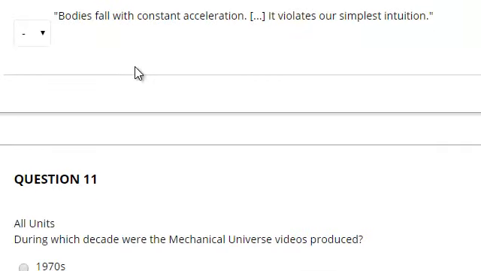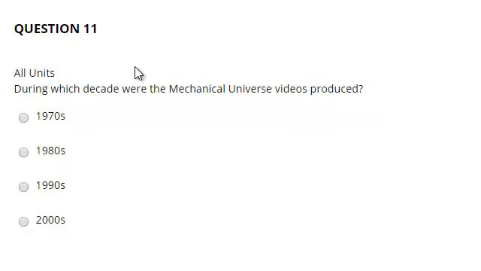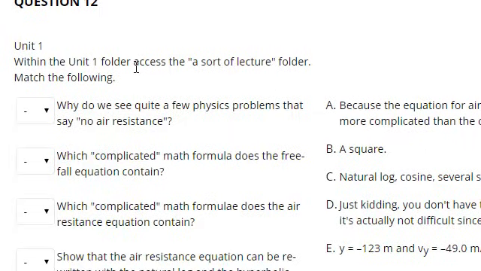All right, and then there's an extra credit question here, and then there is another extra credit question here. All right, and that's my recording on the Unit 1 homework quiz for the kinematic equations chapters.